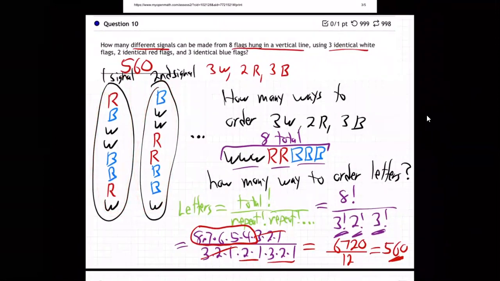So you can see how it's an old form of communication. One group could communicate to another group far away by just hanging flags outside their city or their castle. And that sends a certain signal. There'd be 560 different signals that are possible. That's a lot. So it's just like ordering letters. There we go.